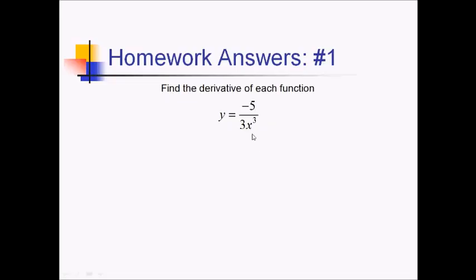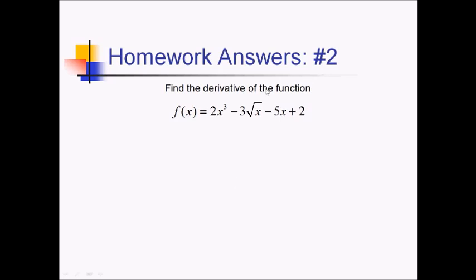To figure out the derivative on this problem, we're going to rewrite this without this x cubed in the denominator. So I'm going to use negative exponents. I can write this as negative 5/3 times x to the negative third. And now just using my power rule, negative 3 times negative 5/3 would just give us 5, and then we'll have x to the negative 3 minus 1, so that'll be negative 4th power.